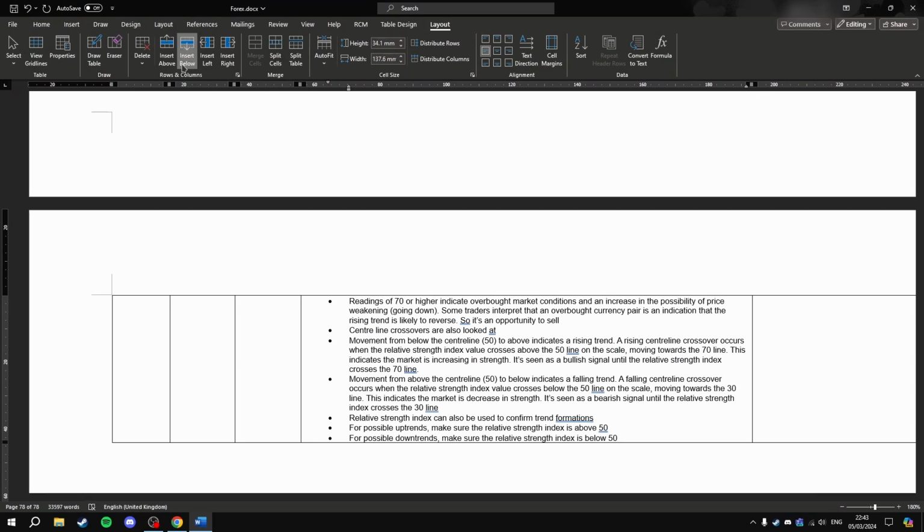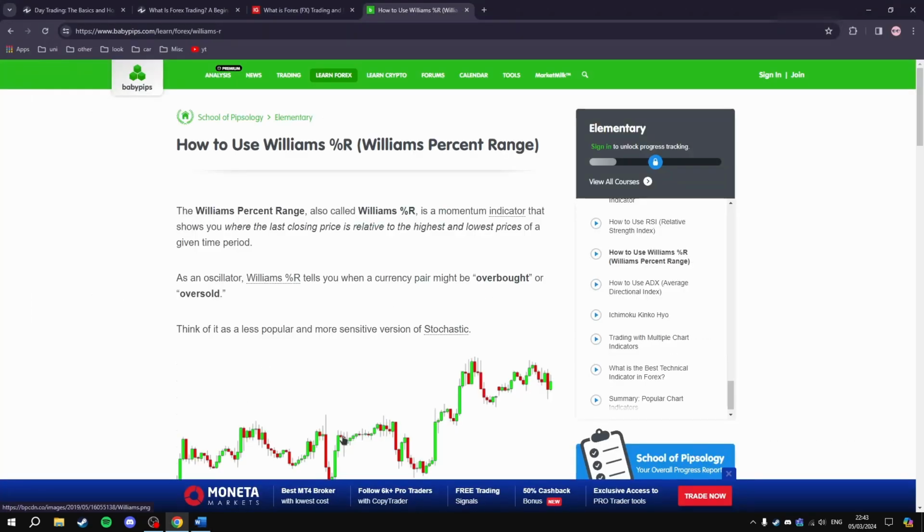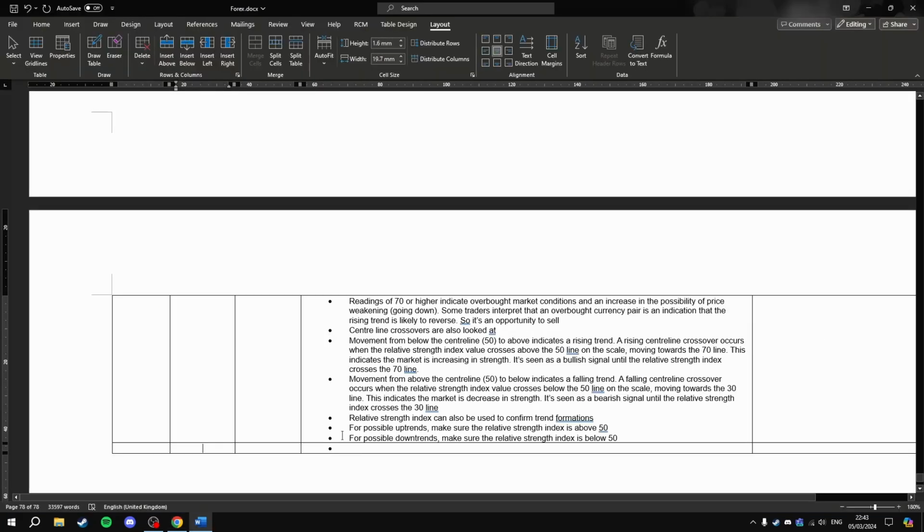Next one. How to use Williams percentage R, Williams percentage range.